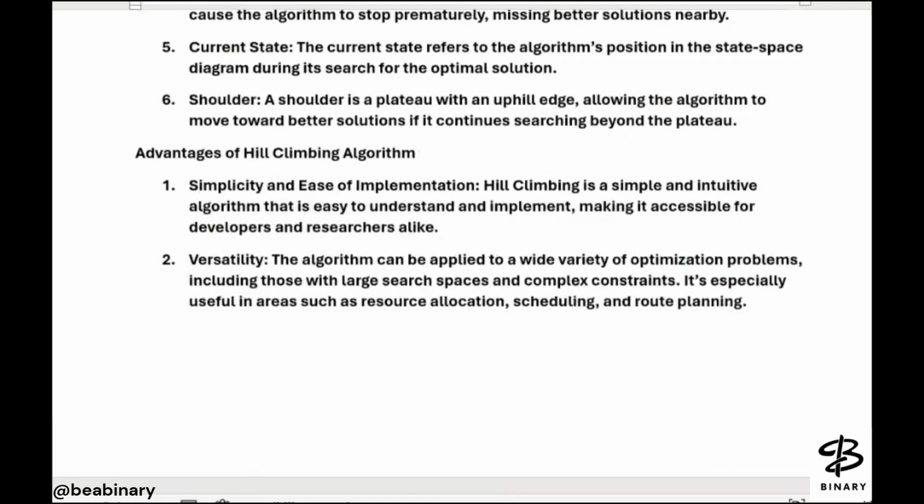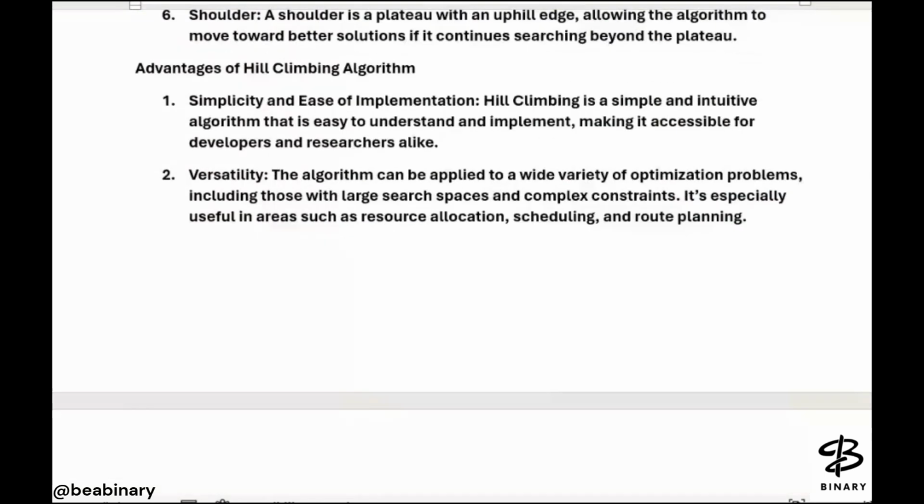So now what are the advantages of hill climbing? The first advantage is simplicity and ease of implementation. Hill climbing is a simple and intuitive algorithm that is easy to understand and implement, making it accessible for developers and researchers alike. Another advantage is versatility.